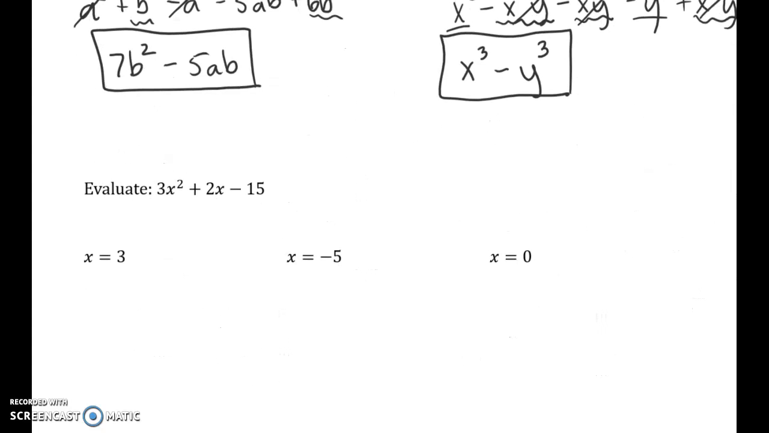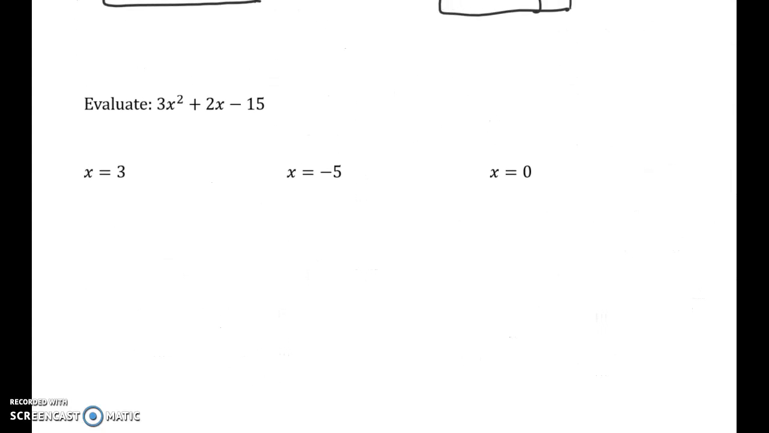And I think this is the last thing we're going to do. We're going to show you how to evaluate a polynomial. So it's all going to be for the same polynomial right here. And again, this is an expression. But we're going to evaluate it when x equals 3, and then we'll do the other 2 problems as well. But here's how you'd write it. It'd be 3 times 3 squared, because you're plugging that 3 in for x, plus 2 times 3, because again, x is 3, minus 15.